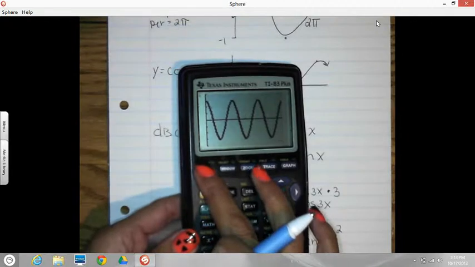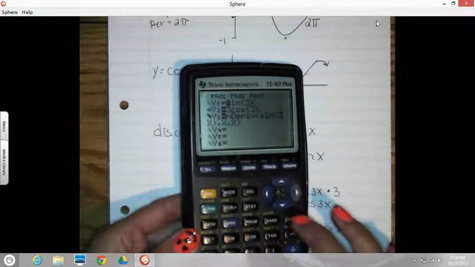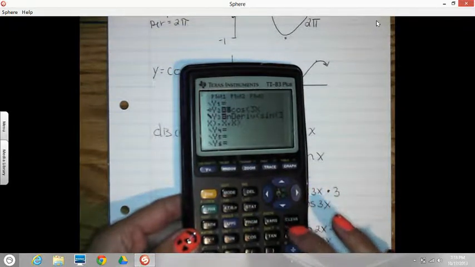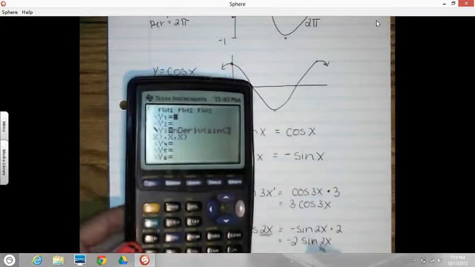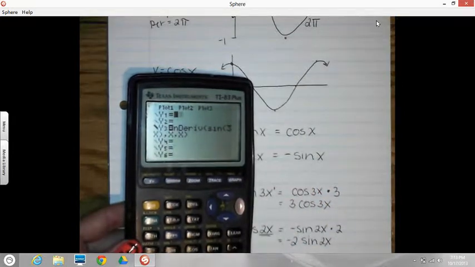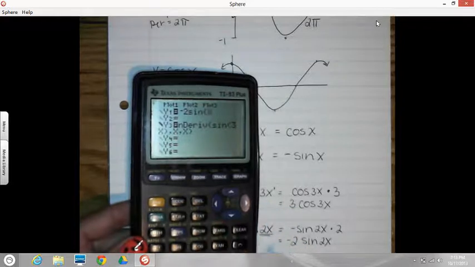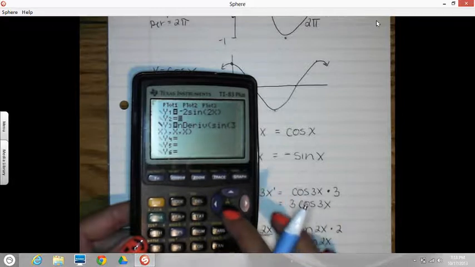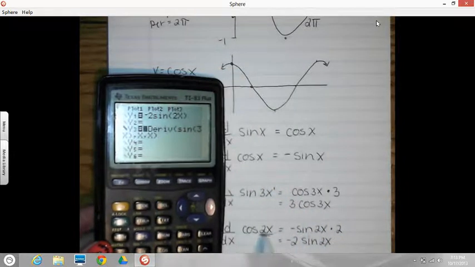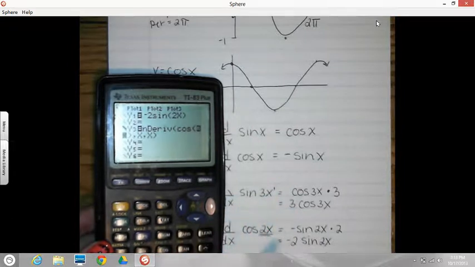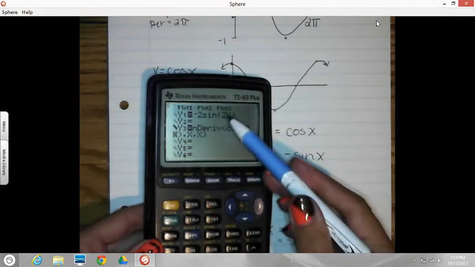And if we get this to match the derivative of cosine 2x, we're going to write down the rule. So I want to compare negative 2 sine 2x with the derivative of cosine 2x. I want those to be the same.